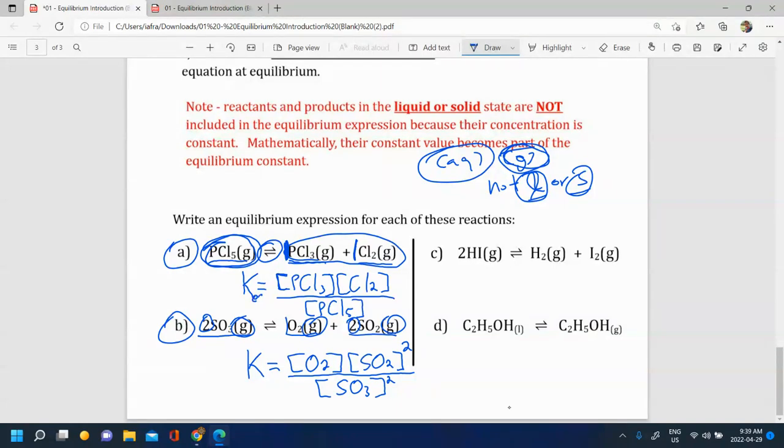Sometimes people will write Keq. You can do that as well. Keq just means a general equilibrium.